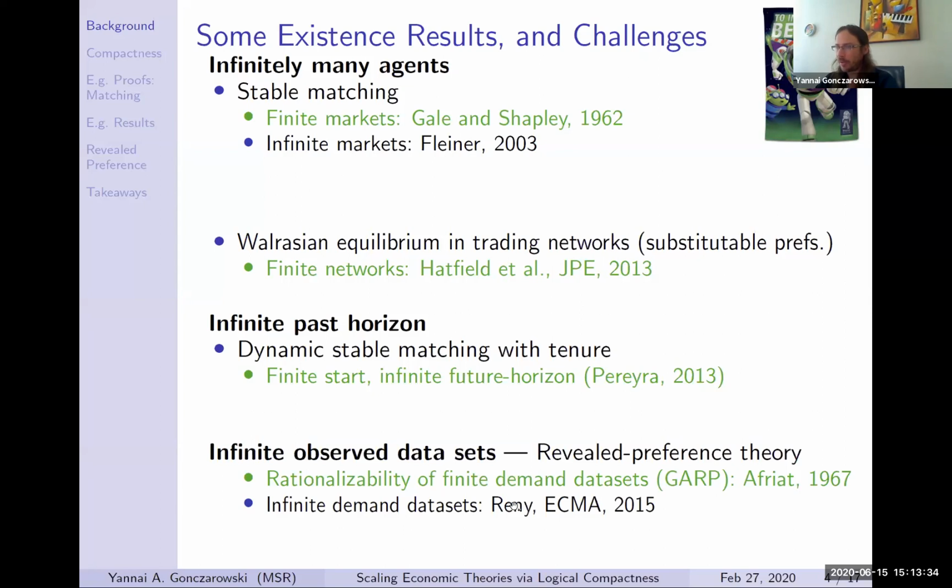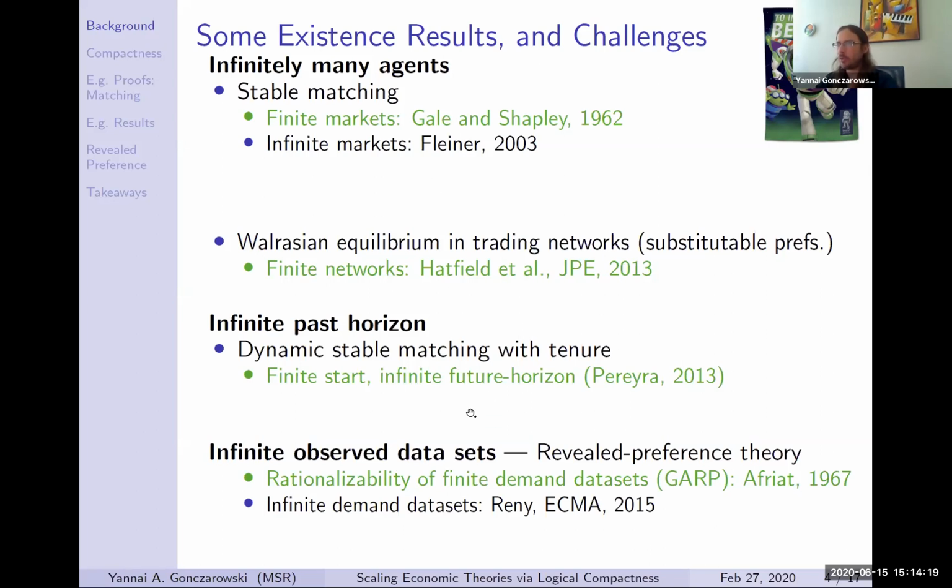So for stable matchings, Tamás Fleiner proved in 2003 via a beautiful argument that stable matchings exist also in infinite markets. There's a beautiful paper by Phil Reny from Econometrica 2015 that showed that rationalizability of demand data sets, if and only if they satisfy GARP, goes on into even infinite data sets, although what you can assume, what you can or cannot rule out regarding the structure of the utility function is a bit weaker. We'll talk about that.